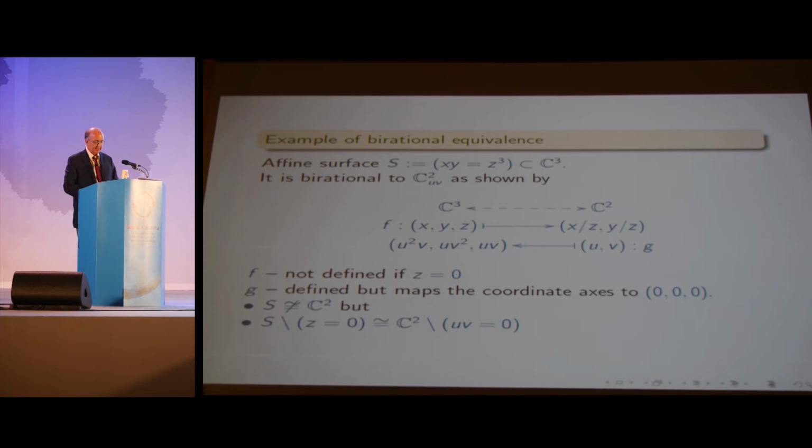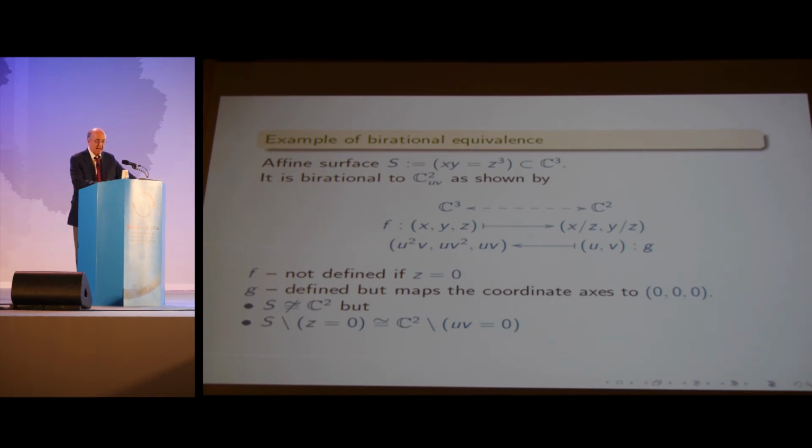Okay, now maybe it's more interesting to see an actual example of birational equivalence. So I start with the affine surface. It's easier to write down equations with affine, just xy equals z cubed. And my claim is that it's birational to C2 with coordinates u and v, and I have here the actual maps. So in one direction, I start with x, y, z and map to x over z, y over z. And to come back from u, v, I get u squared v, u v squared, and u v. You can easily see that they are inverses of each other.